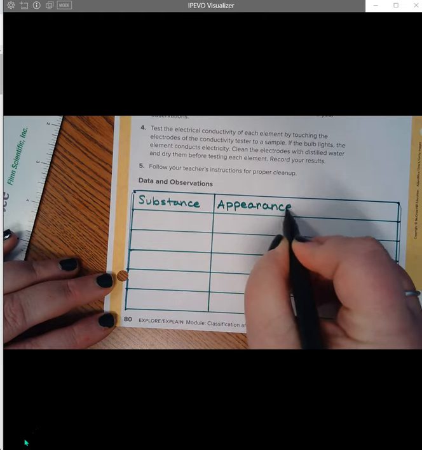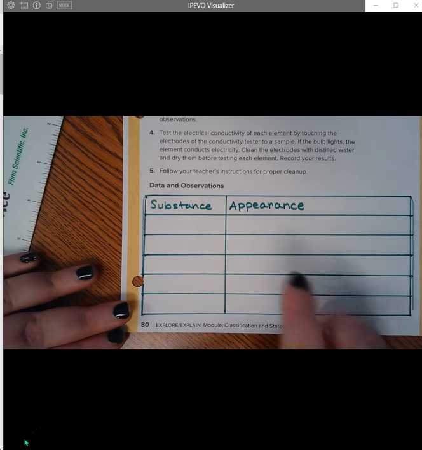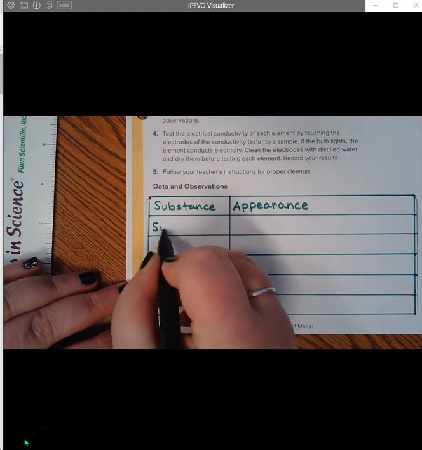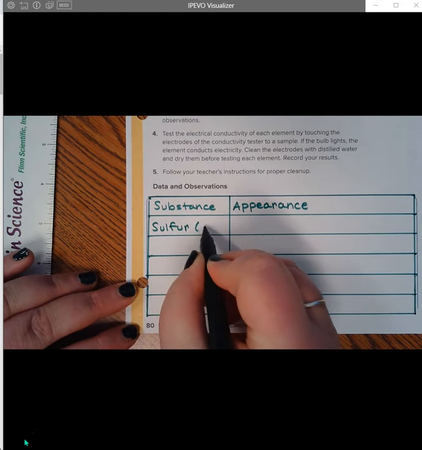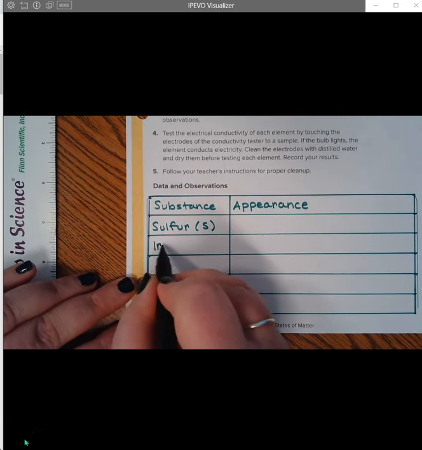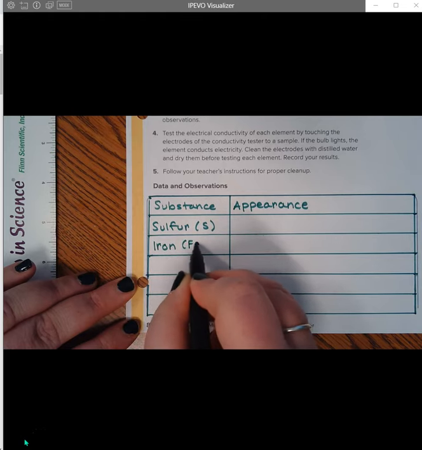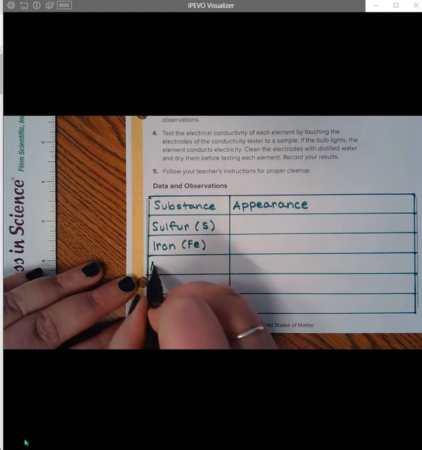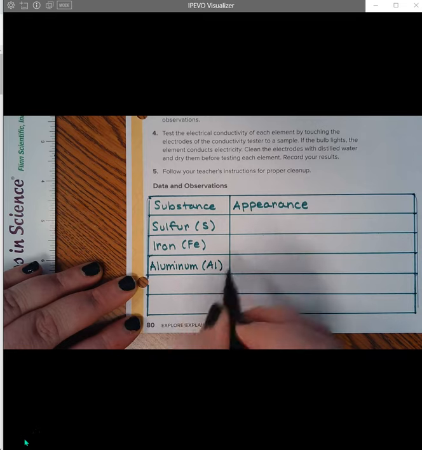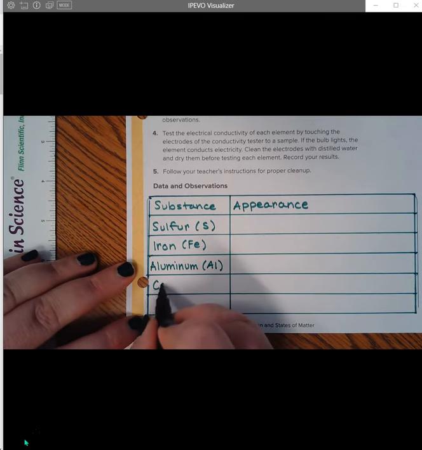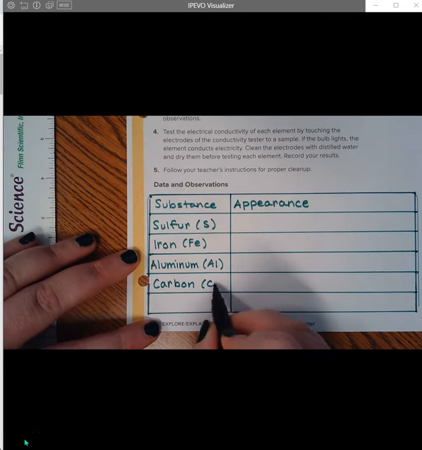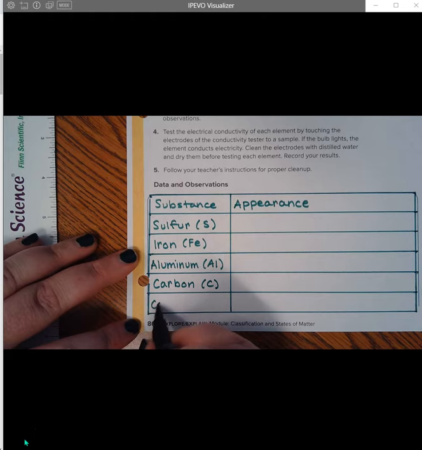You're going to be looking at 5 different elements in the video, and you'll describe the appearance of each of the substances. The first substance that you'll look at is sulfur. The element symbol for sulfur is just the letter S. You'll also look at iron, aluminum, you're going to see a piece of charcoal. Charcoal is carbon, so rather than writing charcoal, I'm going to write carbon since that's the element name. And then also you'll look at copper.